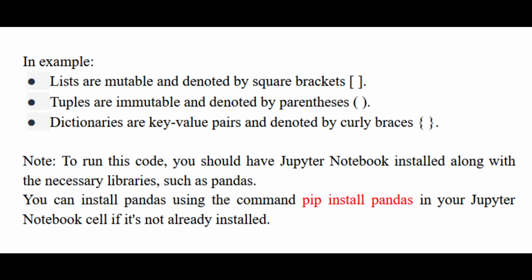For example, lists are mutable and denoted by square brackets. Tuples are immutable and denoted by parentheses. Dictionaries are key-value pairs and denoted by curly braces. To run this code, you should have Jupyter Notebook installed along with the necessary libraries, such as pandas. You can install pandas using the command pip install pandas in your Jupyter Notebook cell if it's not already installed.